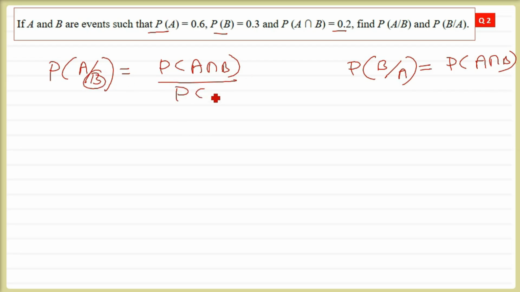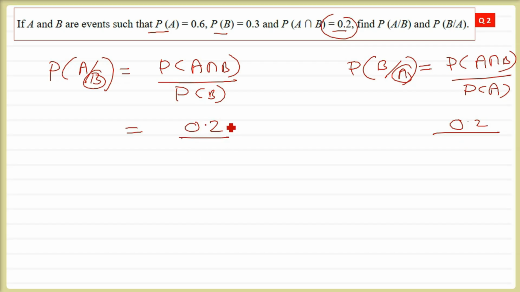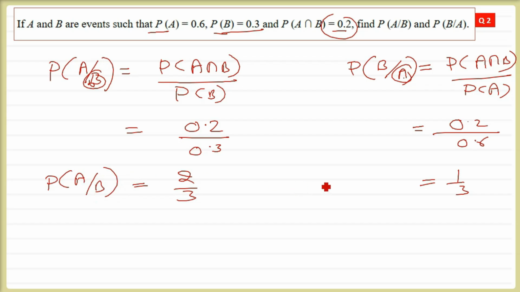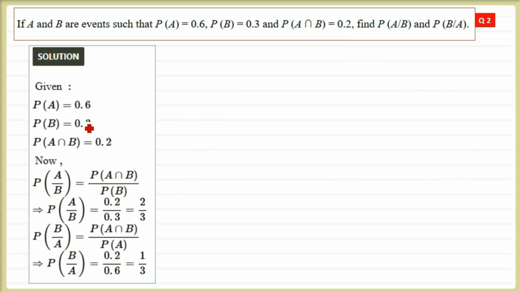What is going to come in the denominator? For P(A by B) it is P(B). For P(B by A) it is P(A). Whichever event has already happened, the probability of that comes in the denominator. So A intersection B is already given as 0.2, which you can write in both equations. P(B) comes here, so 0.3 comes here. P(A) is going to come in the denominator in the second case, so 0.6 will come. So this is going to be 2 by 3 and this is going to be 1 by 3. So the probability of A when B has happened is 2 by 3 and the probability of B when A has happened is 1 by 3. So this is the reference for you. You can take a view out of it.